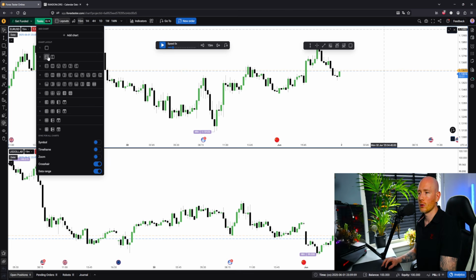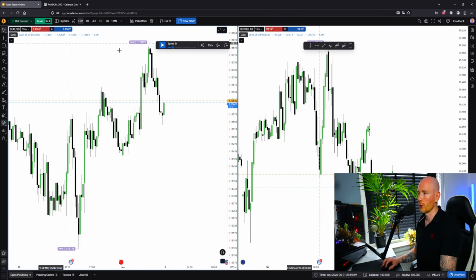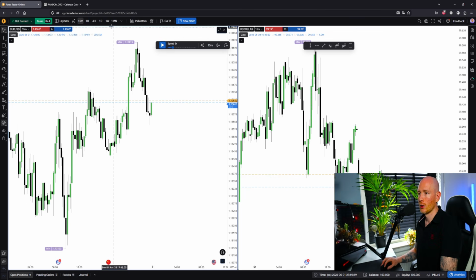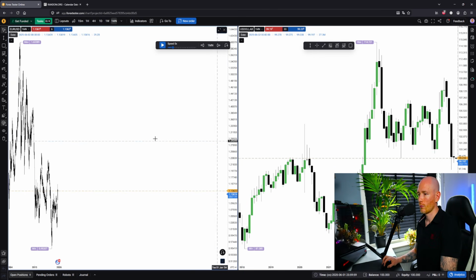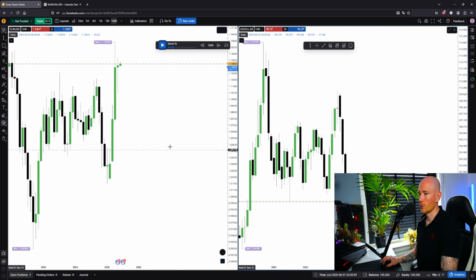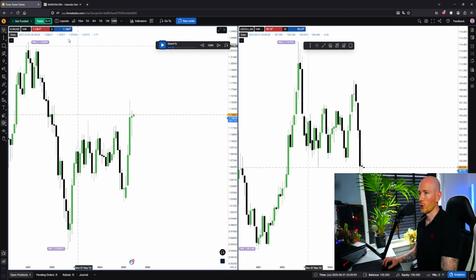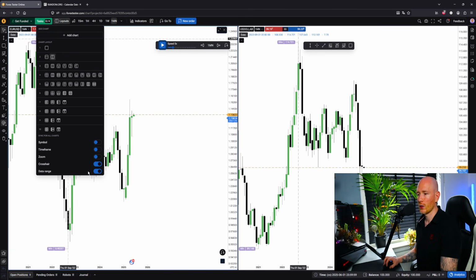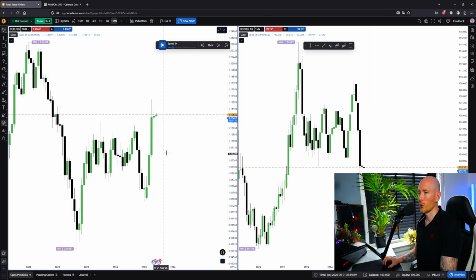Let's put them side by side. All right, on the left we have EU, on the right we have the dollar index. Let's go to the monthly for both of them. And you can see my chart is moving in sync, right? If you don't like that, you can go to the layouts here, and then you can go to date range, and it will stop doing that, which is what I prefer.